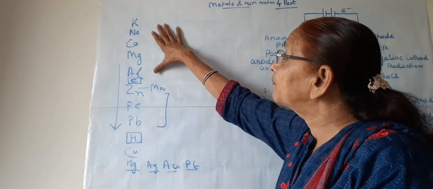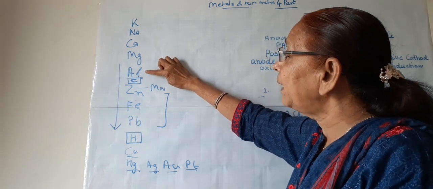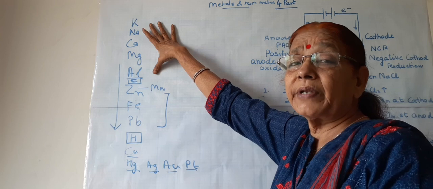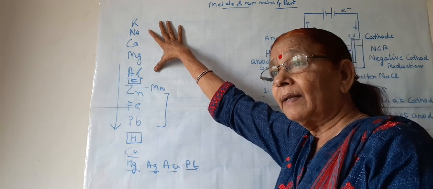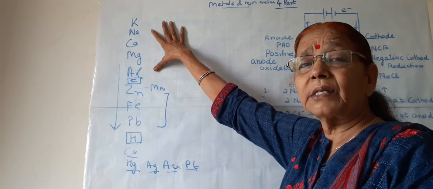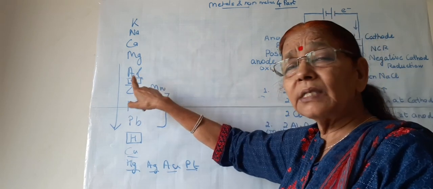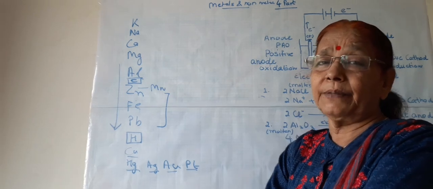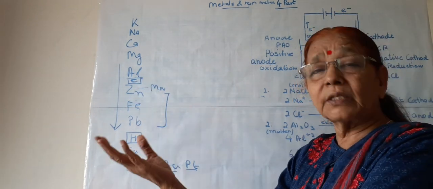These five, potassium, sodium, calcium, magnesium and aluminium, are the most reactive. So these are the top metals which are categorized under most reactive metals. First of all, carbon is below these five, so they cannot be reduced by carbon. And they have more affinity with oxygen.